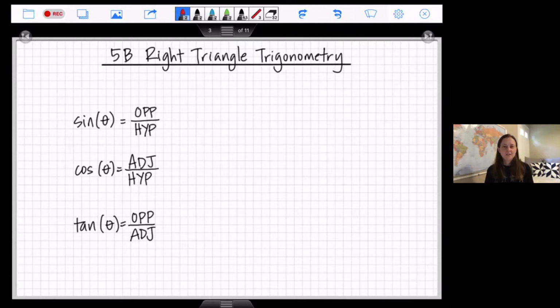And our mnemonic device to remember this is just writing down the letters. S, sine, is opposite over hypotenuse, cosine is adjacent over hypotenuse, and tangent is opposite over adjacent. And we just read that like they're words, SOHCAHTOA, and that's how we usually remember this. There are many other mnemonic devices if you want to look them up.